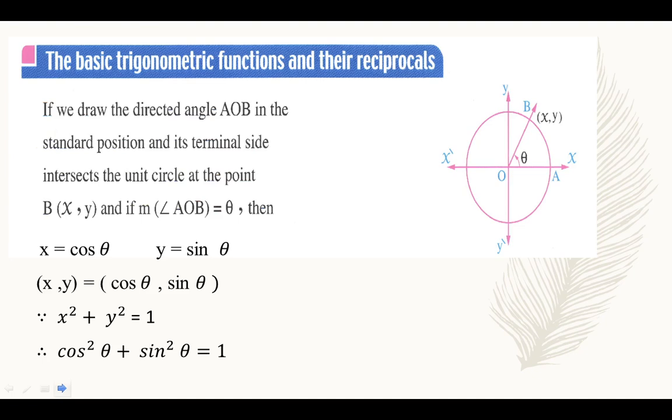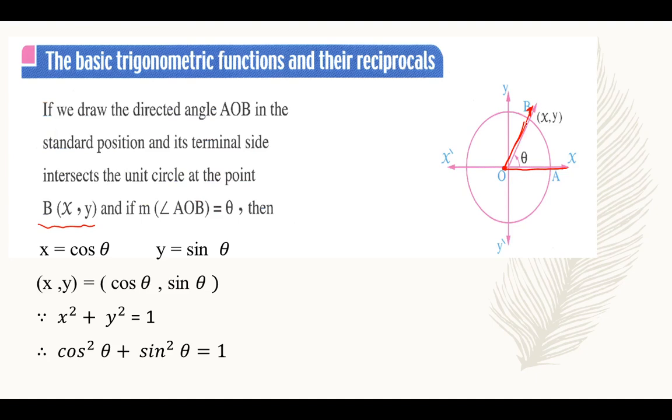Okay? First, if we draw the directed angle AOB, its vertex is the origin point and its initial side is the positive direction of the x-axis. And here the angle AOB is an angle in the standard position. Its terminal side intersects the unit circle at the point B (x, y). And if the measure of angle AOB equals theta.